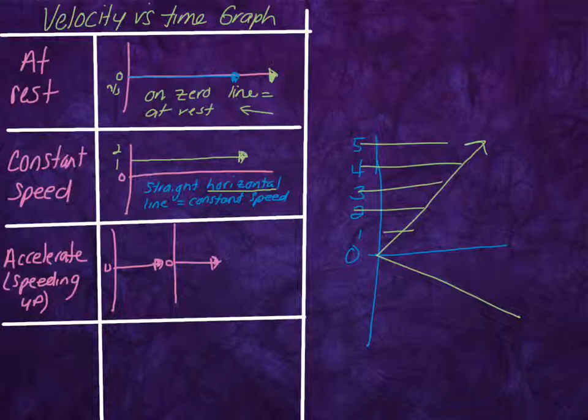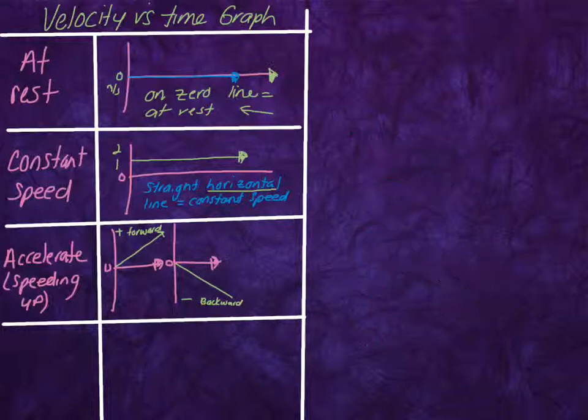So this is what it would look like if this is positive. I'm going to explain what that means. So positive, or moving forward. If you are accelerating the other direction, this would be negative, or moving backward, okay? So let me go ahead and explain what I mean when I say positive and negative.